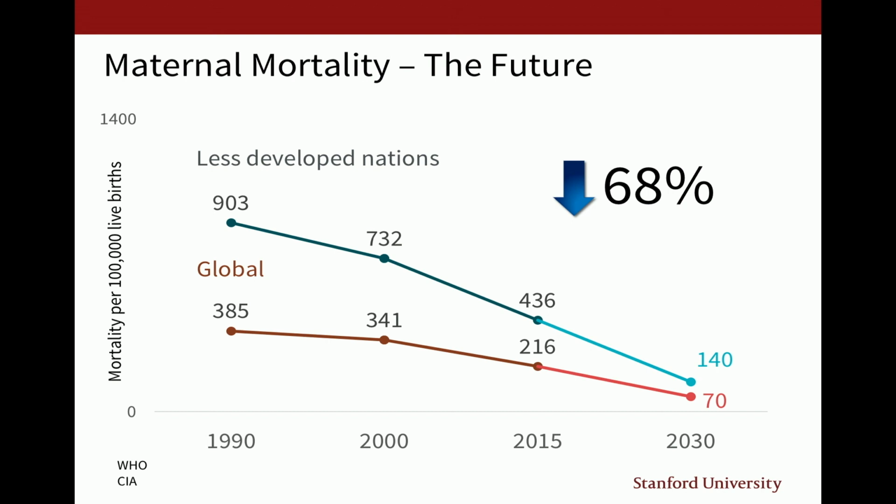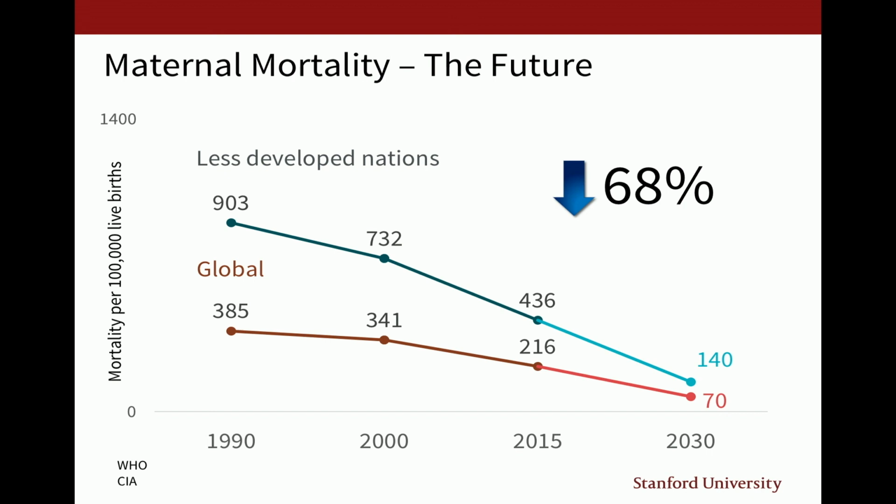This is what the Sustainable Development Goals have said. So with an average of 70, no country twice above average. 140 is a big difference. This is a really aspirational goal. So 140 per 100,000 is closer to 1 in 1,000. So we're talking about 1 in 100 in 1990 to 1 in 1,000 in 2030. That's a great goal. But this is still a big discrepancy.